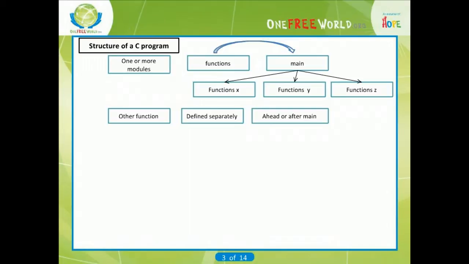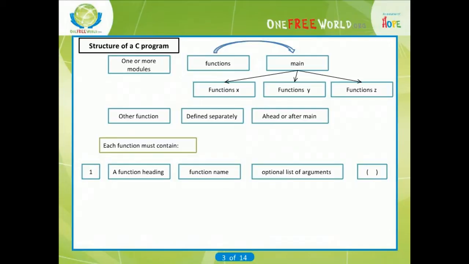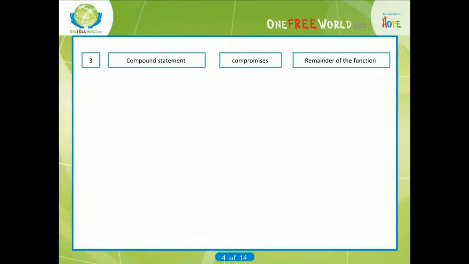Each function must contain number 1, a function heading, which consists of the function name, followed by an optional list of arguments enclosed in parentheses. Number 2, a list of argument declarations, if arguments are included in the heading. And number 3, a compound statement, which comprises the remainder of the function. The arguments are symbols that represent information being passed between the function and other parts of the program. Arguments are also referred to as parameters.